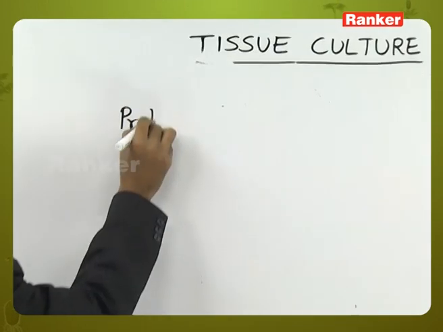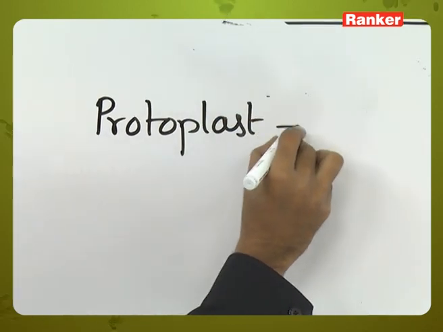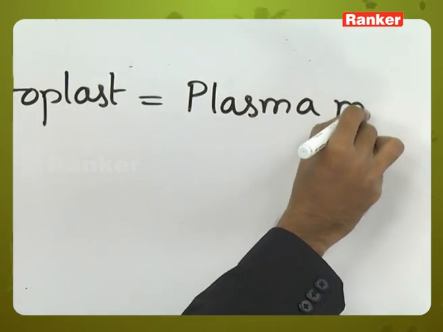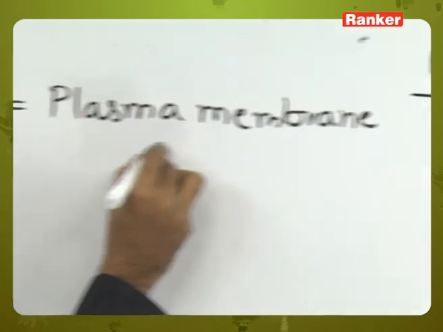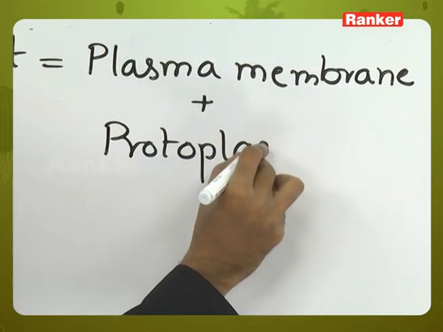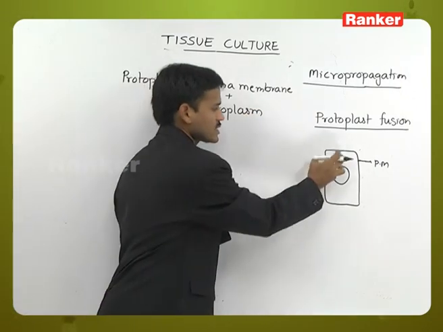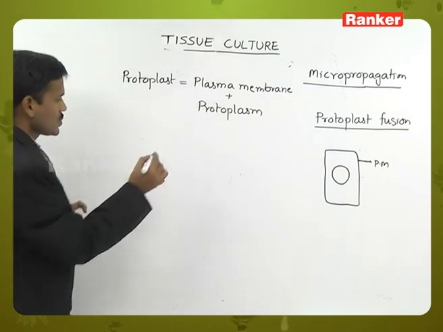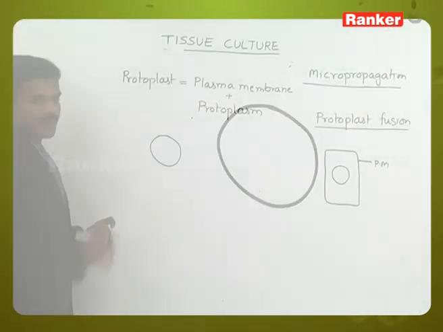Protoplast is nothing but plasma membrane plus protoplasm. So it is plasma membrane, and the inner contents are called protoplasm. It is a protoplast. So one protoplast, this protoplast is from one cell.